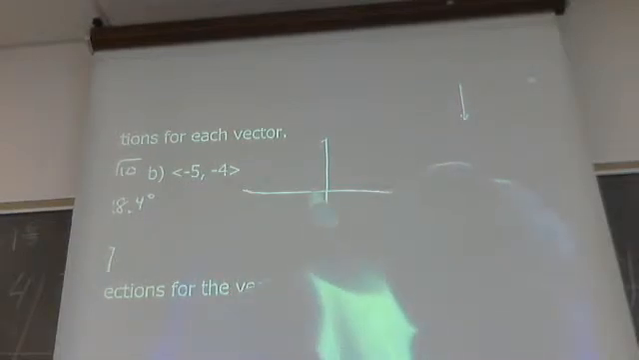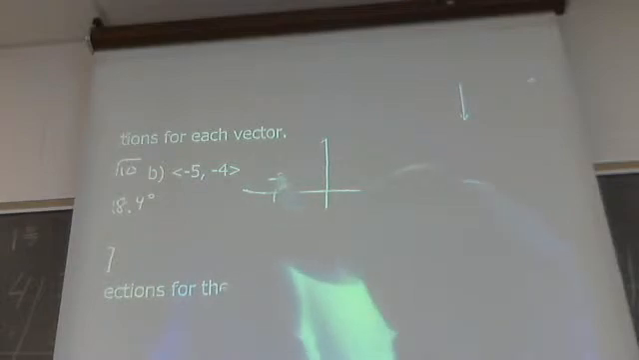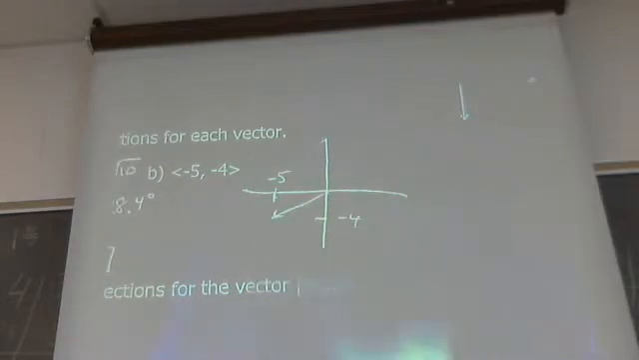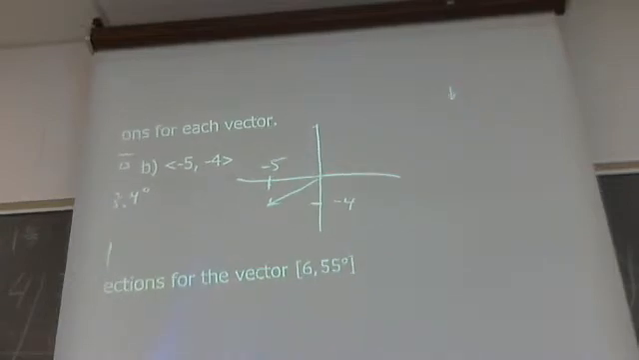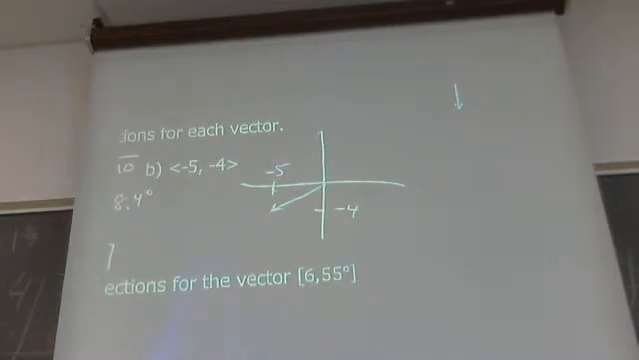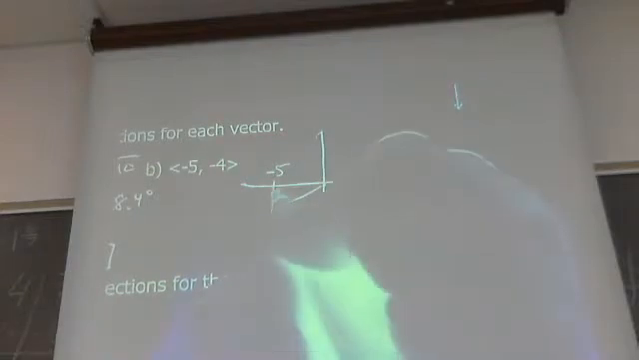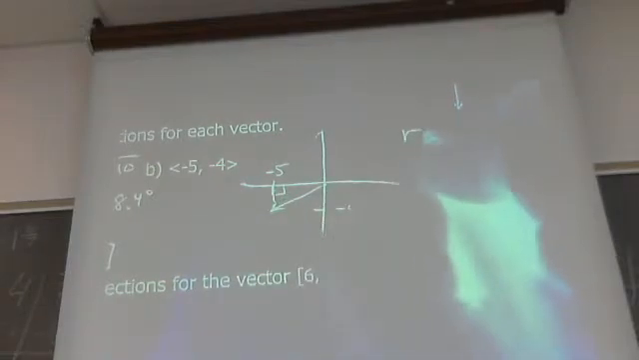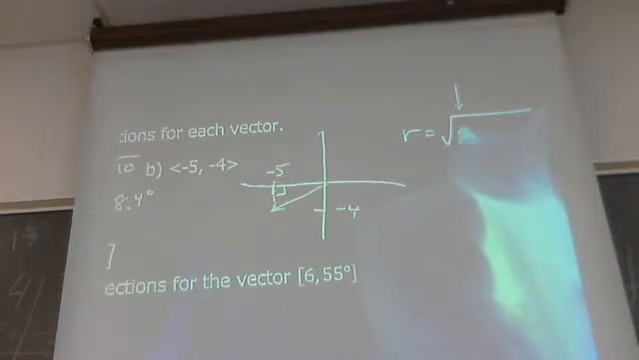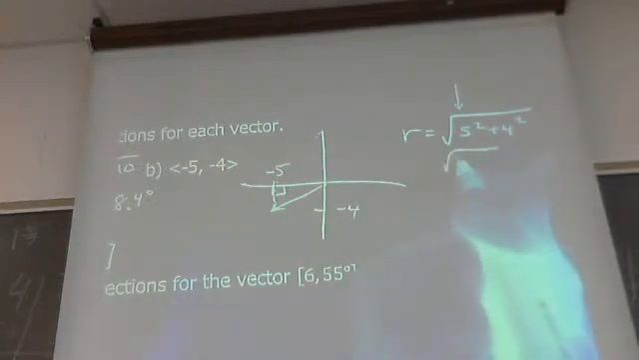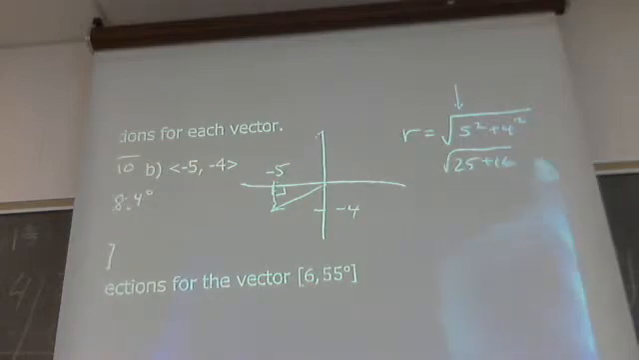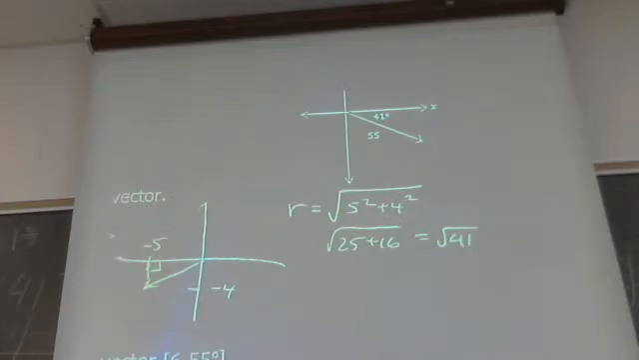We are, let's see here, -5 and -4. So we are down in quadrant 3, and we need to find the polar form. Okay, so good old Pythagorean theorem, square root of 5 squared plus 4 squared gives me 25 plus 16, which is radical 41. I'm sure we can come up with a nasty decimal for that.